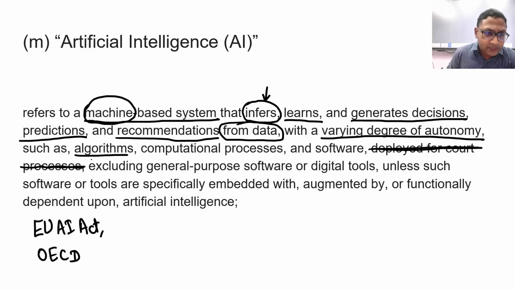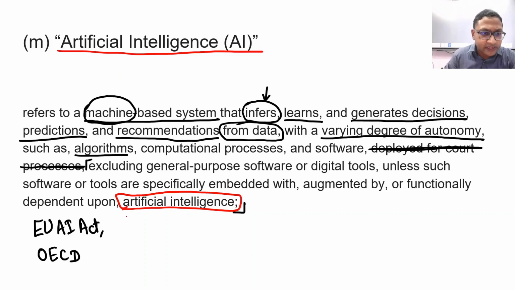Excluding now, this part we'll see. Excluding general purpose software or digital tools, unless such software or tools are specifically embedded with, augmented by, or functionally dependent upon artificial intelligence. Now see, I have problems with this. We are defining artificial intelligence, and in the definition itself we have artificial intelligence. Such a definition doesn't serve good purposes, because I don't think it can be called a good definition if it depends on artificial intelligence itself.